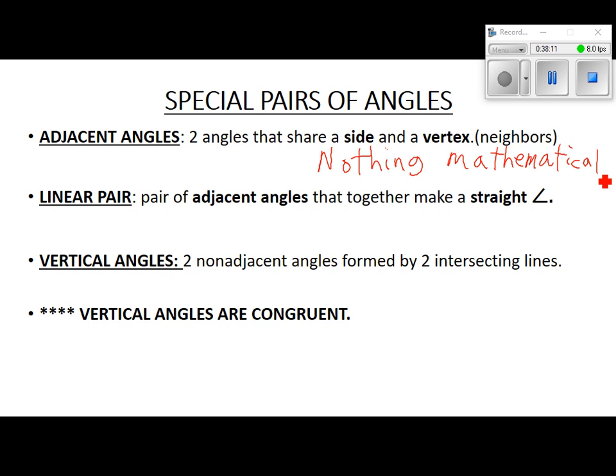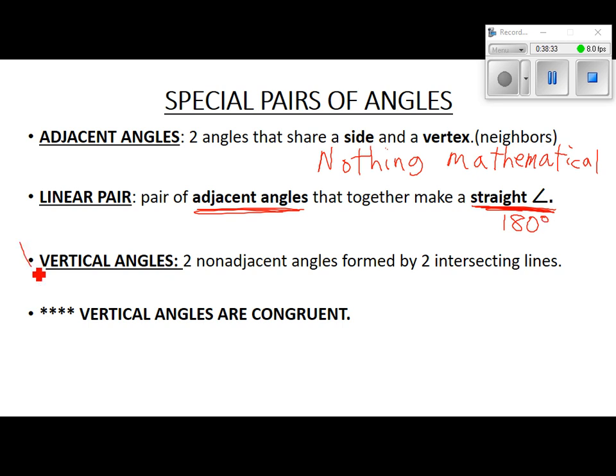A linear pair. A linear pair are adjacent angles, so neighbors, that together form a straight angle. What's it mean? Give me a number for straight angle. 180 degrees. A straight angle is 180 degrees.